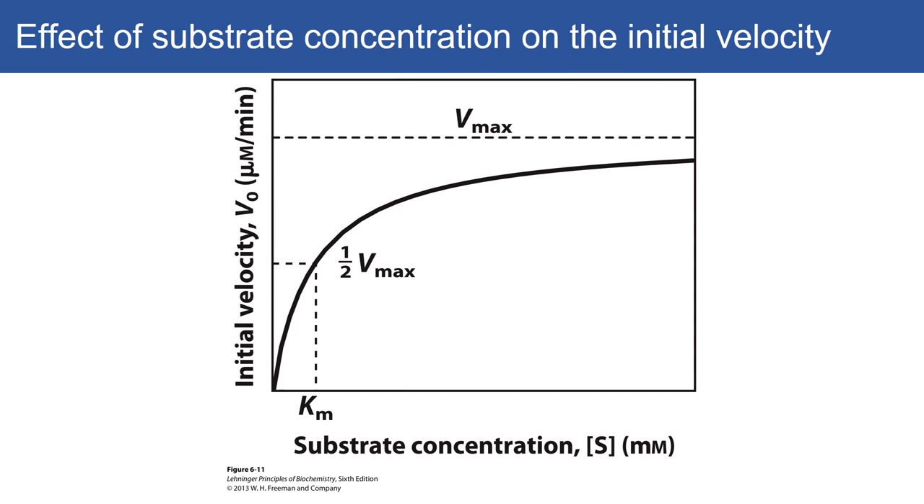Units are very, very important again. Km is a concentration. Vmax is the number of units per unit time that we record.